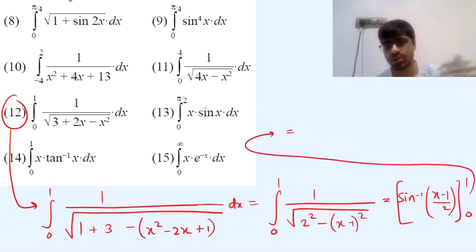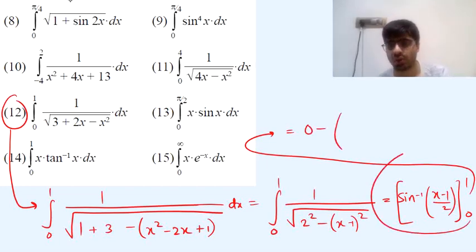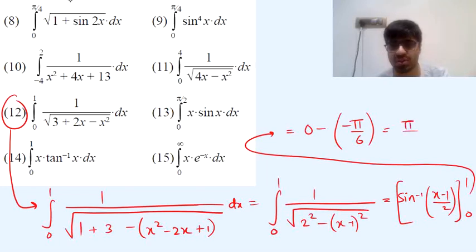So to evaluate that, put x as 1 in the final answer, you get sine inverse 0, which is equal to 0. From that you will subtract whatever you get when you put x as 0. So when you put x as 0, you get sine inverse minus half, which is minus pi by 6. And yeah, 0 minus minus pi by 6 makes it plus pi by 6. And that's the final evaluation for the 12th question.